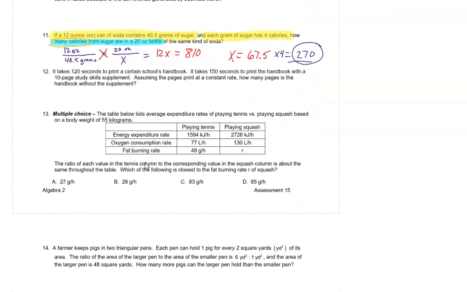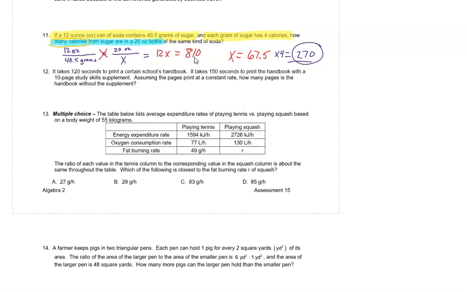And the last one I want to go over, number 11. If a 12-ounce can of soda contains 40.5 grams of sugar, each gram of sugar has 4 calories. How many calories from sugar are in a 20-ounce bottle? So again, 12 ounces, 40.5 grams. I have a ratio there. It says I'm going to be using a 20-ounce bottle, so I put 20 ounce on the top because ounce should be equal to ounce. When I solve, I find out that there's 810 grams of sugar inside a 20-ounce bottle.